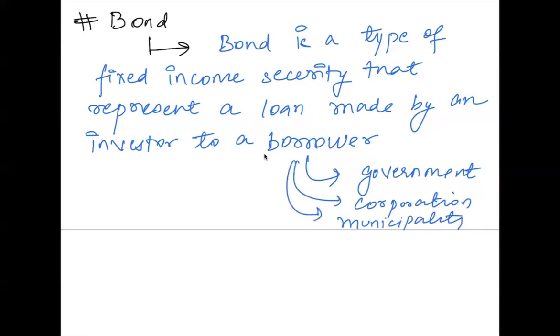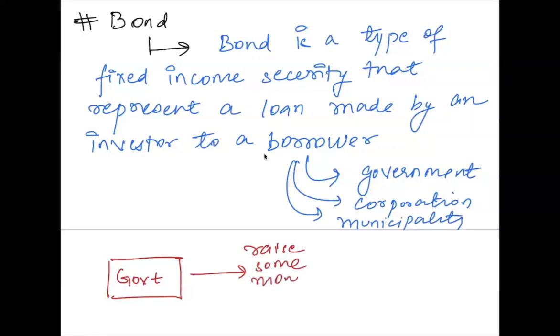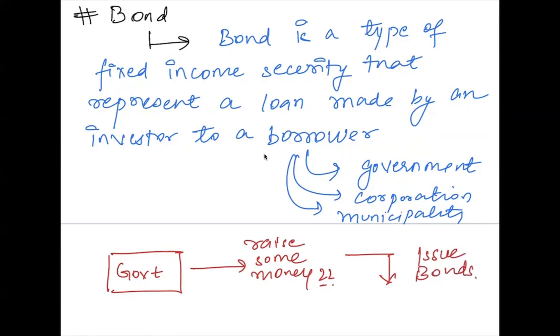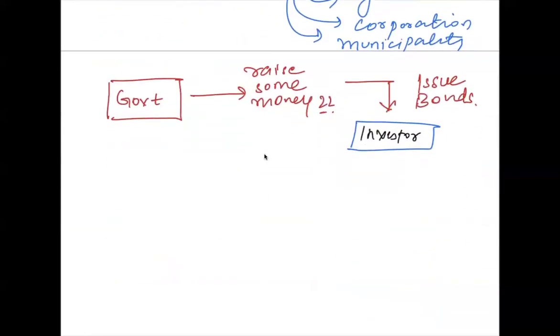So basically what happens is, let's say we have a government. If they want to raise some money, how can they do that? They can just issue bonds. And who will buy those bonds? People like us. Investors like us will buy those bonds. So what will happen if we buy the bond?